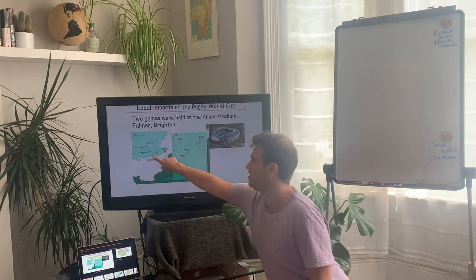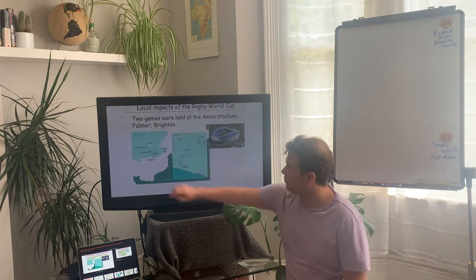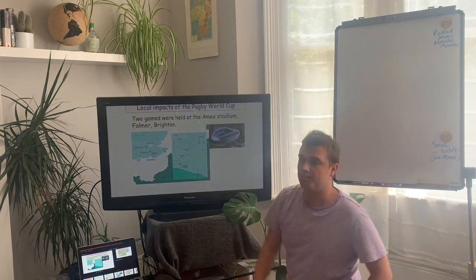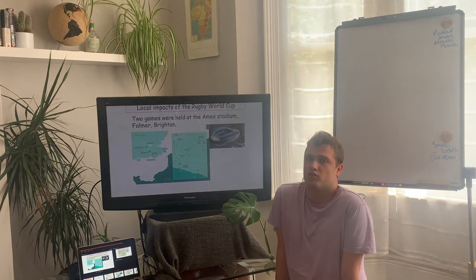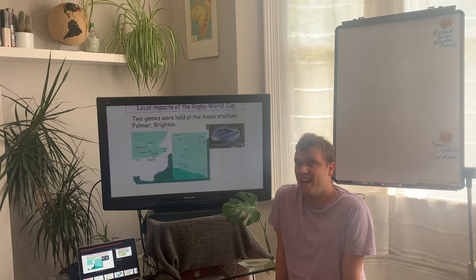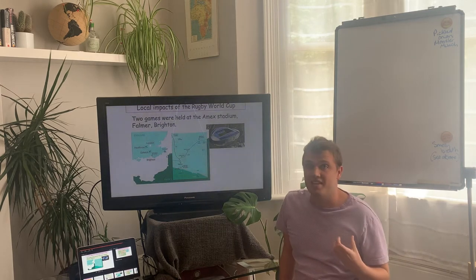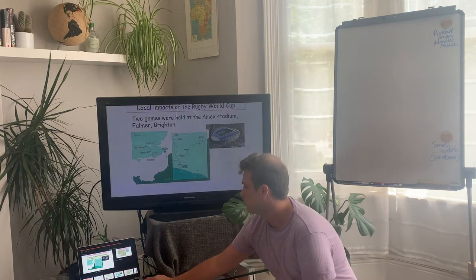And in terms of where Brighton is, Brighton's not too far from London. Gatwick is between London and Brighton. So Brighton played quite a key role during the Rugby World Cup because it is very accessible from London. A lot of people would have stayed in London and come down to Brighton for the day to watch a match, which would have been really easy for a lot of international tourists.